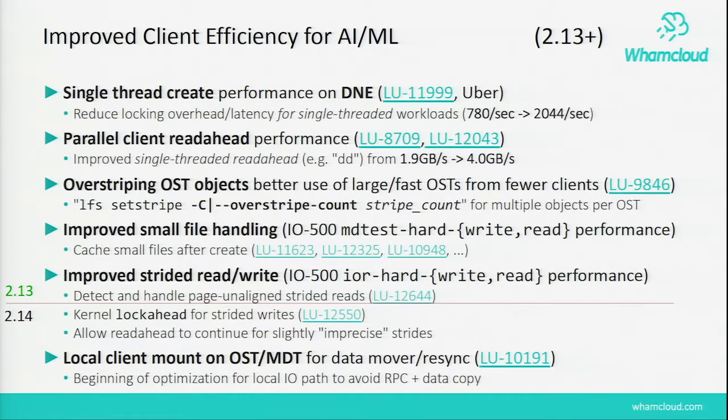As well, for some of the other features that I talked about, file level redundancy and HSM, things like that, it's useful to have clients mounted directly on the server. And so we're starting to do some optimizations to allow clients to mount directly on the server without causing problems in recovery or memory allocation. And so that's going to go into 2.14. We have a patch, it just didn't make it into 2.13.